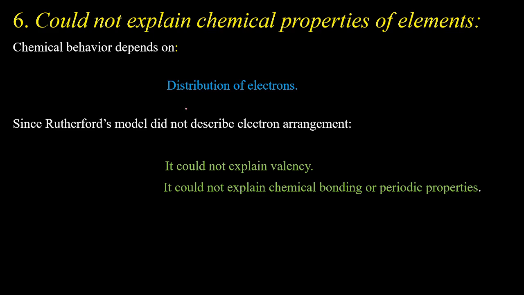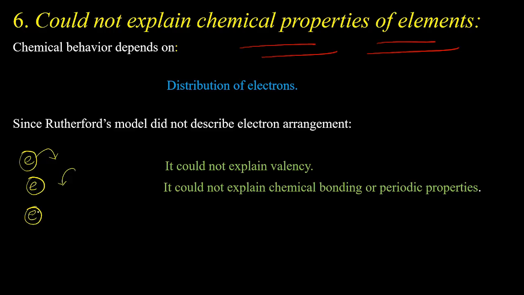Rutherford's atomic model could not explain chemical properties of elements. Now, what's the chemical property? Chemical property means the property of an element by which the element can take part in any chemical reaction. We know any element takes part in a chemical reaction by sharing of the electrons present in its valence shell, or by giving out or taking electrons from its valence shell.